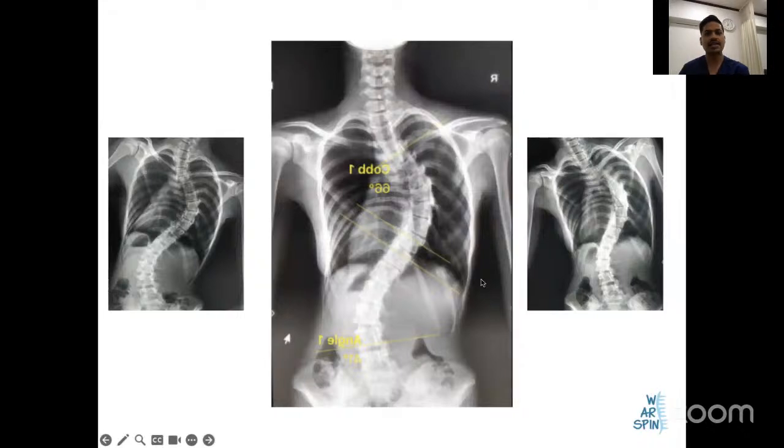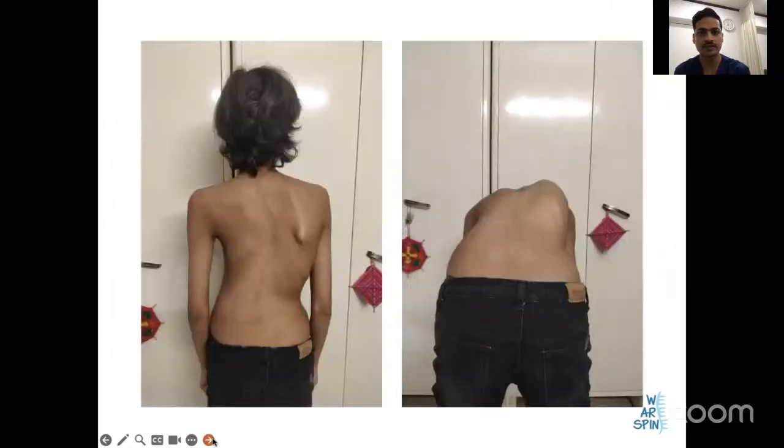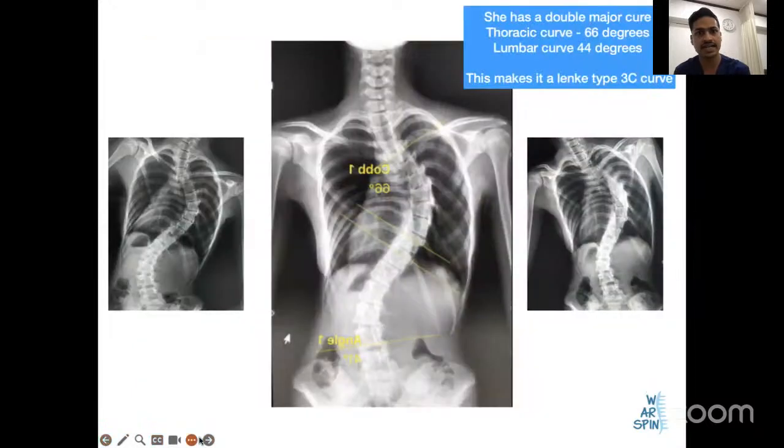These are her bending images. Her main thoracic curve was around 66 degrees, and her thoracolumbar or lumbar curve was around 41 degrees. We classified this curve to be at 3C type. Her lumbar curve was getting corrected on the left bending images, so it was quite flexible.